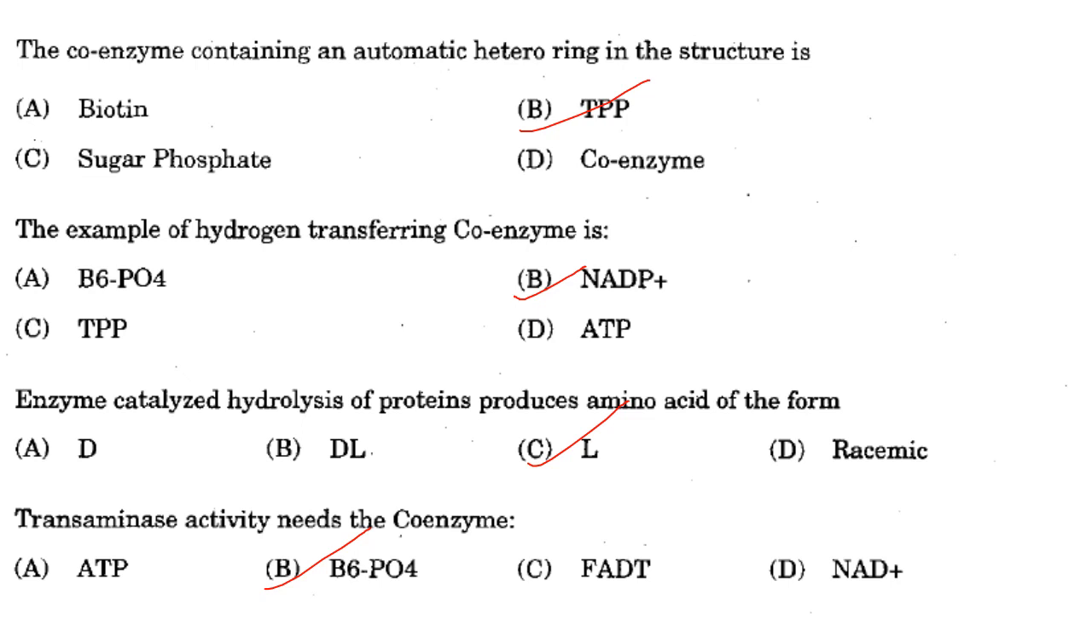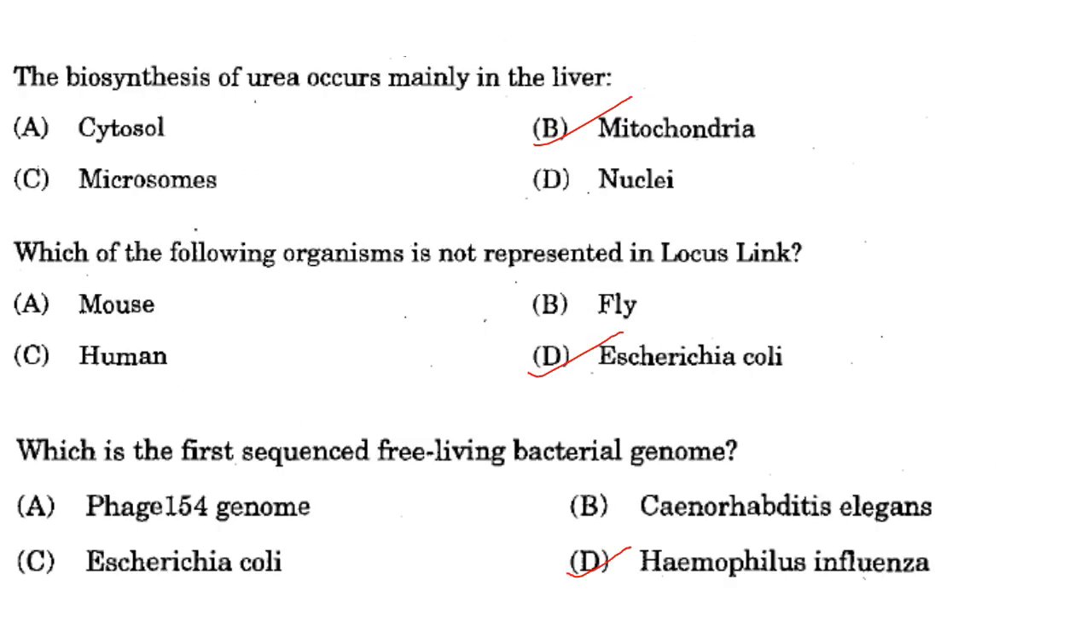Enzyme catalyzed hydrolysis of protein produces amino acids of the form L. So answer is option C. This is also a repeated question. Transaminase activity needs the coenzyme PLP. Answer is option B. The biosynthesis of urea occurs mainly in the liver. It occurs in which organelle? That is mitochondria, liver mitochondria.